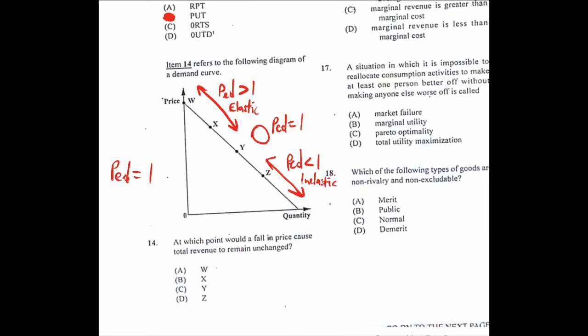Now, it says, at which point would a fall in price cause total revenue to remain unchanged? That means that no matter what, even if the price goes up, maybe it goes down, it would be unchanged. The best answer would actually be the unit elastic region, because this is where PED has a proportionate change. So if there's a fall in price, there's a proportionate increase in demand. So there would be no change really in total revenue. And the point where this happens is actually C, Y.